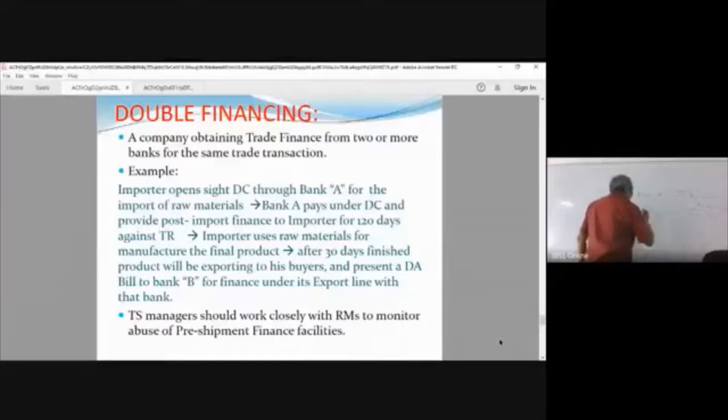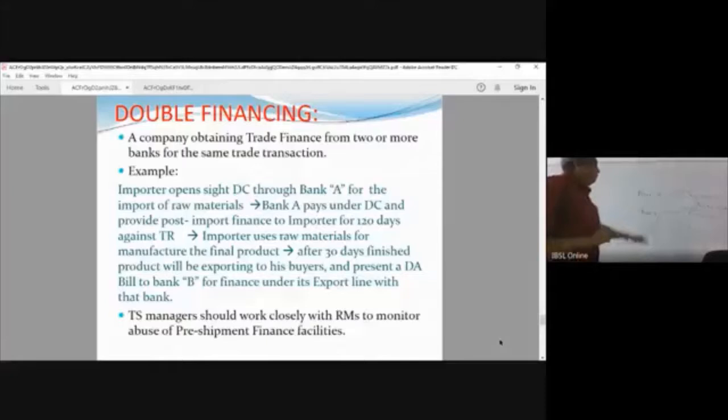Bank B. We manufacture goods in 30 days and send under DA. 30 days DA. DA 30 days.